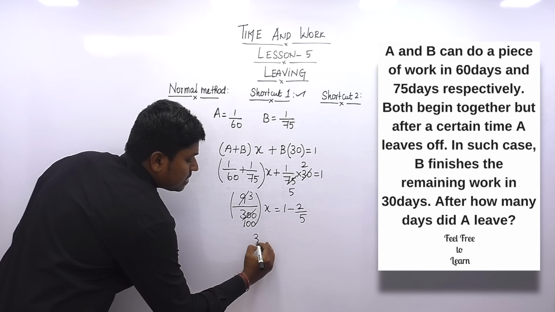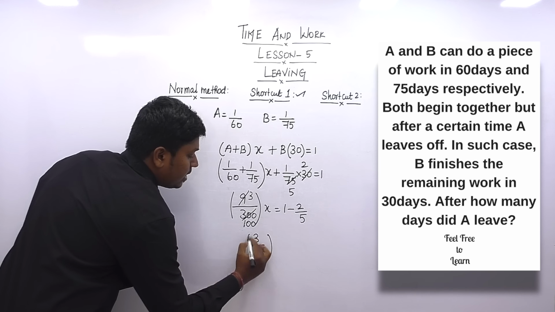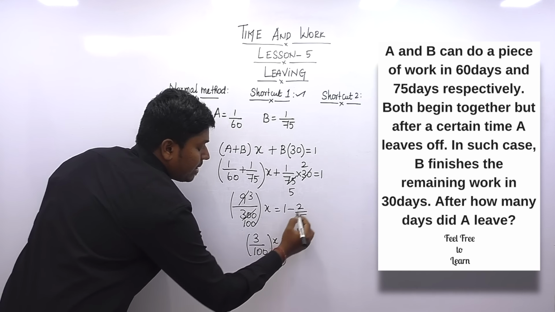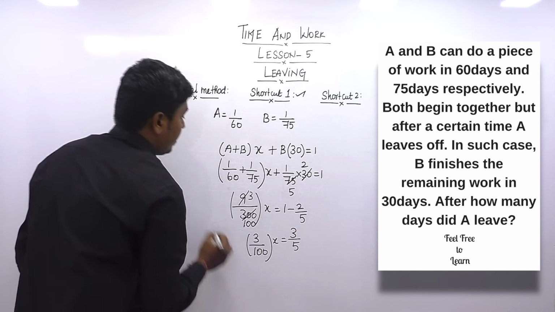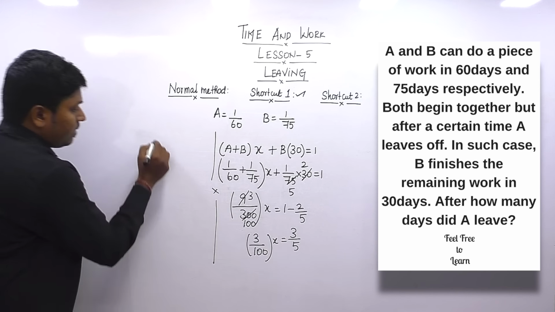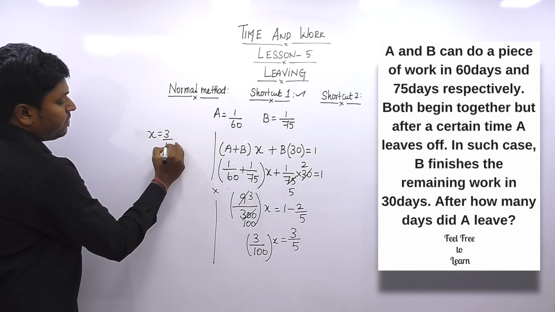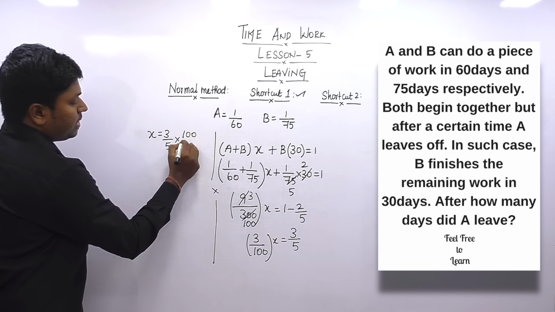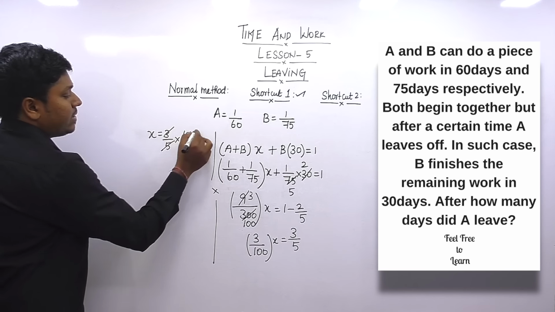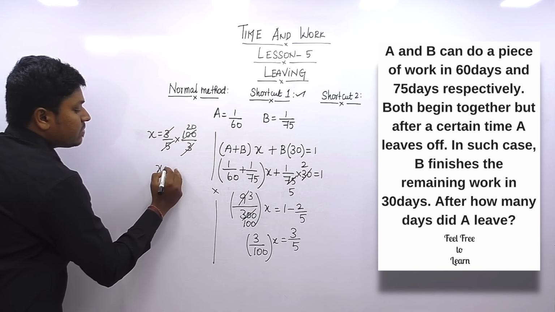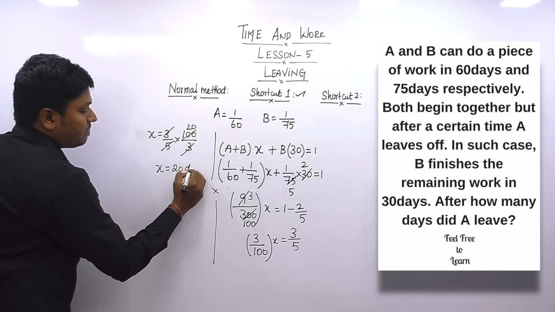So this can be written as 3 by 100 into X is equal to 5 minus 2 will be 3 divided by 5. So finally X is equal to 3 by 5 into 100 by 3. So when you cancel 3 and 3, this becomes 20 times. So finally X is equal to 20.